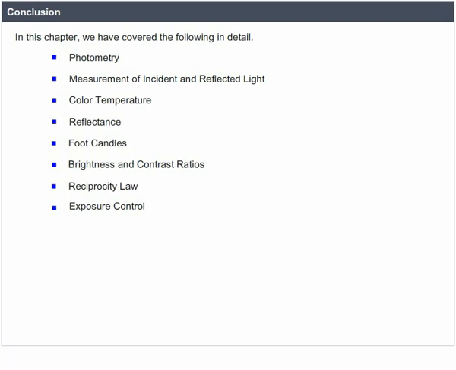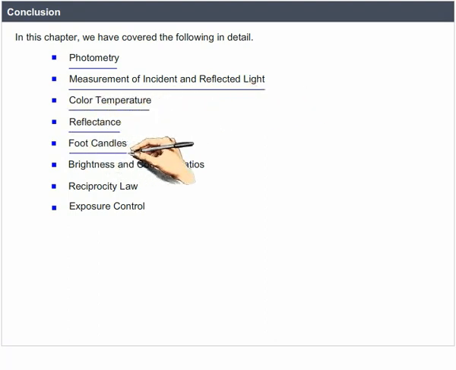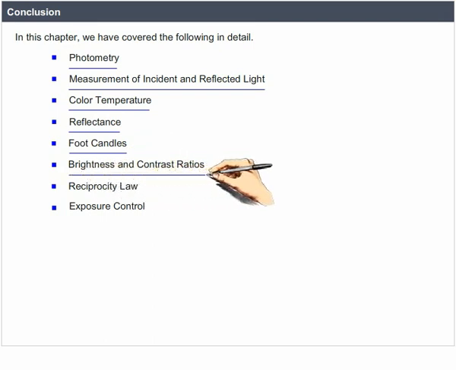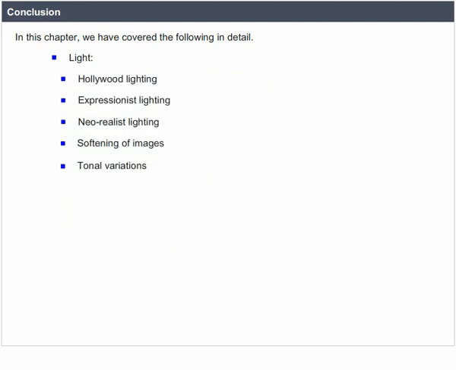Conclusion. In this chapter, we have covered the following in detail: photometry, measurement of incident and reflected light, color temperature, reflectance, foot candles, brightness and contrast ratios, reciprocity law, exposure control, light, Hollywood lighting, expressionist lighting, neorealist lighting, softening of images, tonal variation.